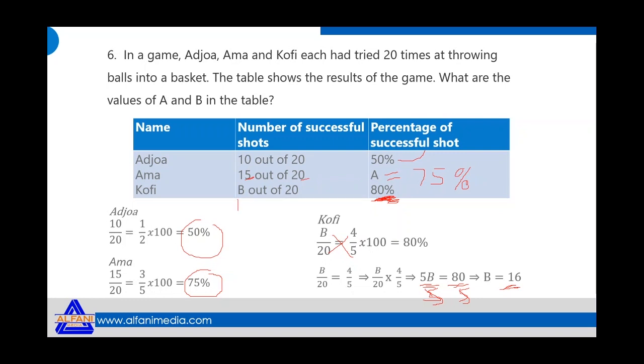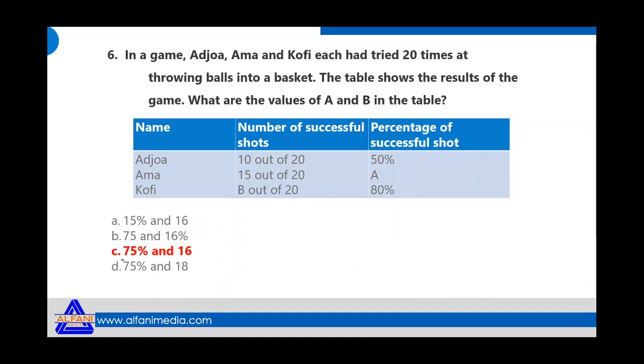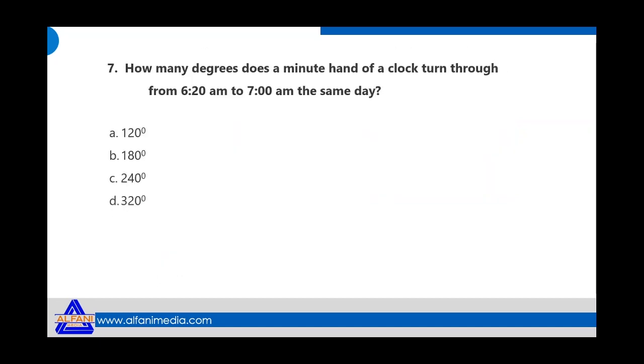So it means Kofi had 16 successful shots. All right, 16 shots that were successful. So that is Kofi's shots. So the answer here is B is 16 and A is 75, or that is A 75% and B 16. So the answer is here, C, 75 and then 16 for this. All right, so that is it.